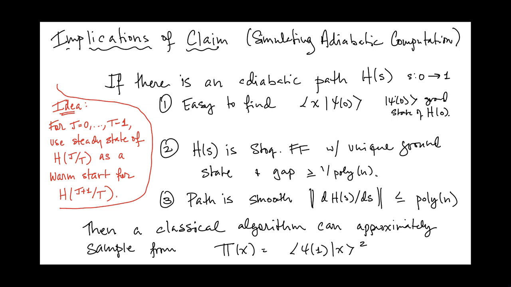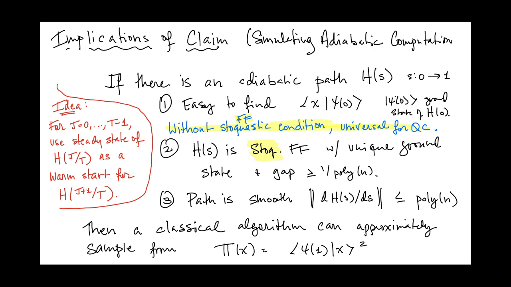And the idea is that you can discretize your path. And at each point in your path, you can use your current ground state as sort of a warm start for the next one. So there's some work to do in showing how finely you have to discretize this path in order for the ground state of your current one to be a decent start for the next one.